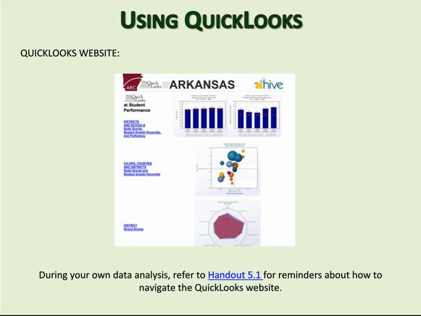This lesson will give you an overview of the Quick Looks website, demonstrating the different ways you can view your data. During the video, try and focus on the explanations behind what each visualization shows you, without worrying too much about remembering where to click to access everything. When you move on to the following lessons, you will be able to reference Handout 5.1 for quick tips on navigating the website.